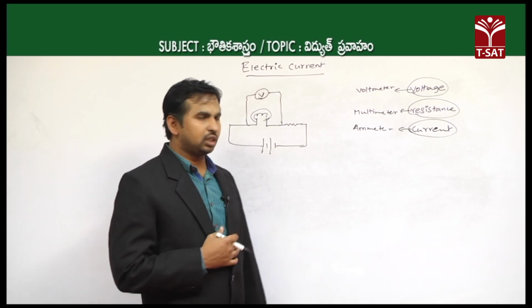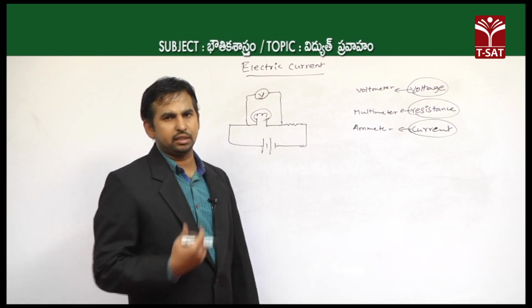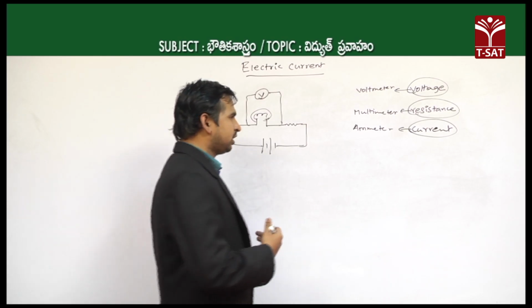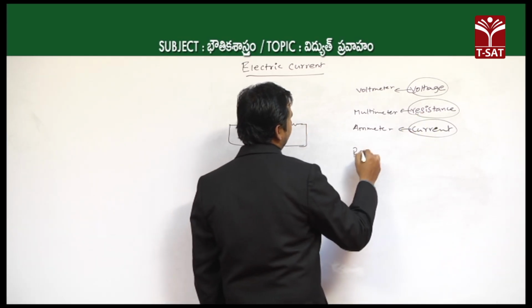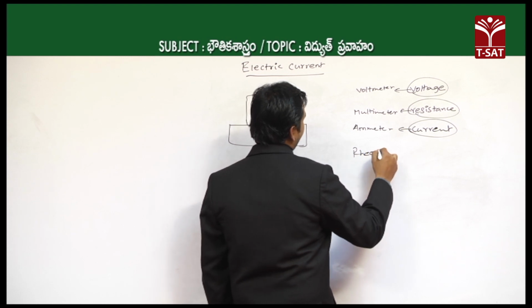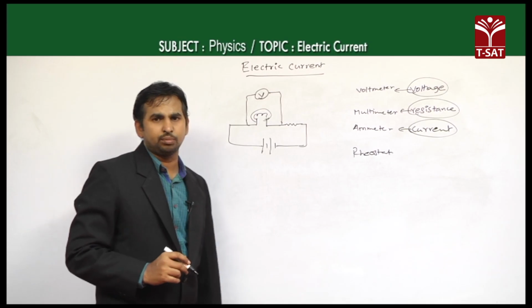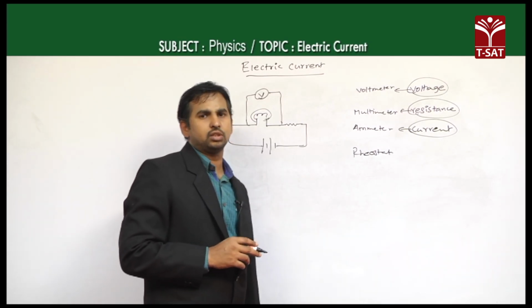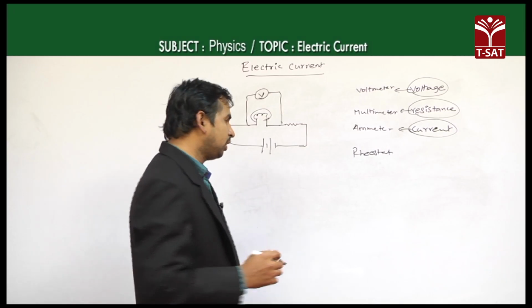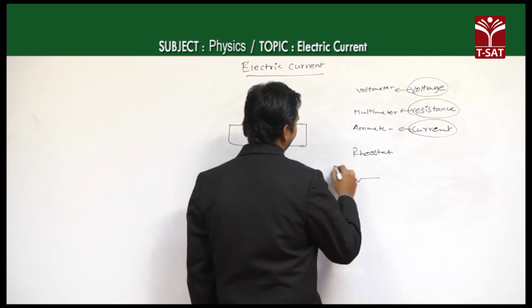And here one more thing, if you want to increase or decrease the resistance, meaning we want to change the resistance here, we use a separate component called a rheostat. The rheostat is used to change the resistance here. The symbol for this rheostat is like this.